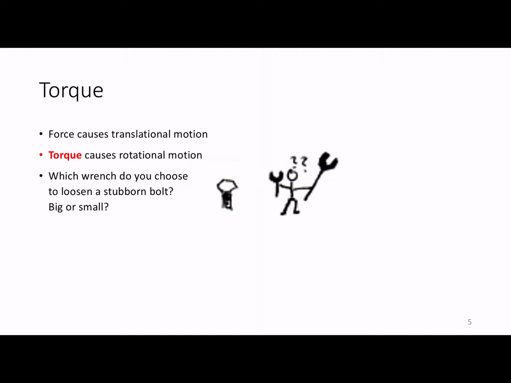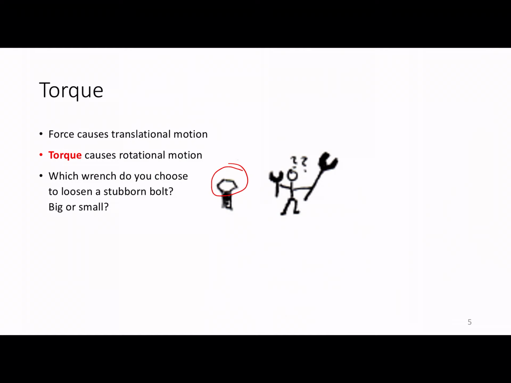Imagine I have a stubborn bolt right here that I need to loosen, and I'm going to loosen it with a wrench. Either I have a small wrench or a big wrench. The question is, which of these wrenches is going to make my life easier to loosen that stubborn bolt, to cause rotation of that stubborn bolt?